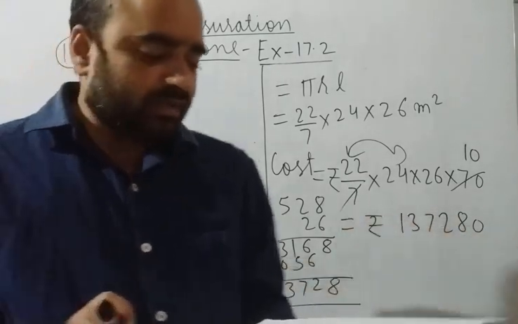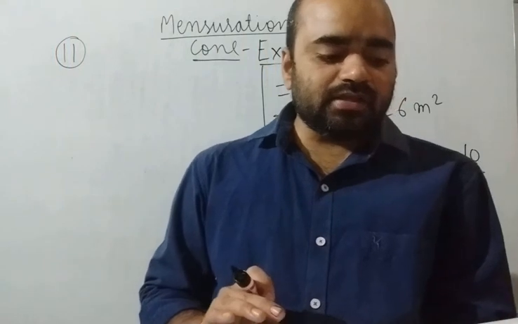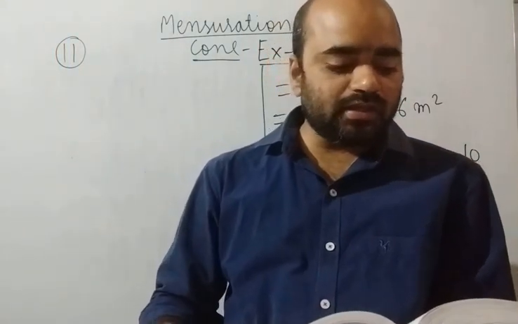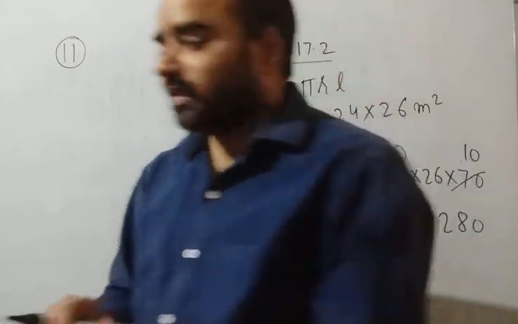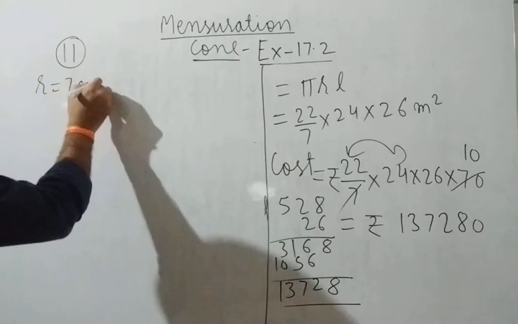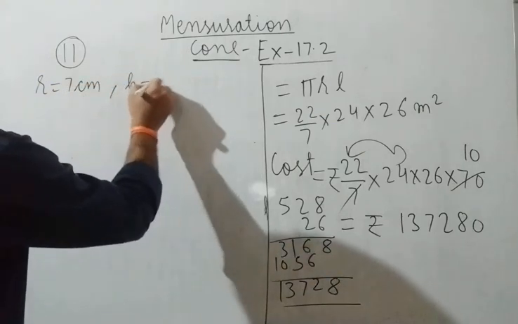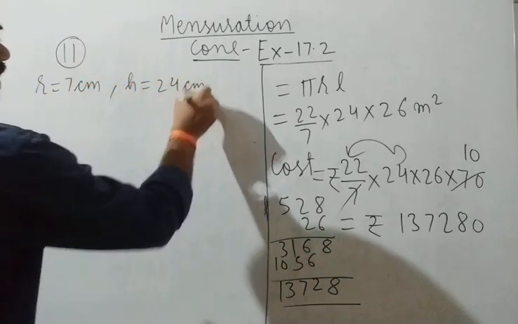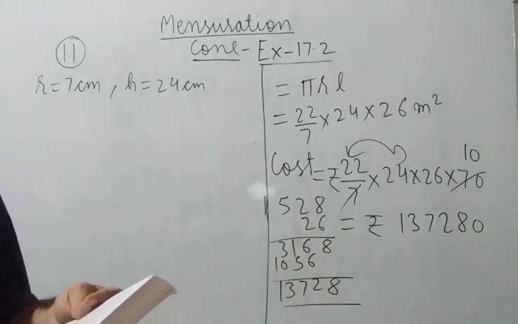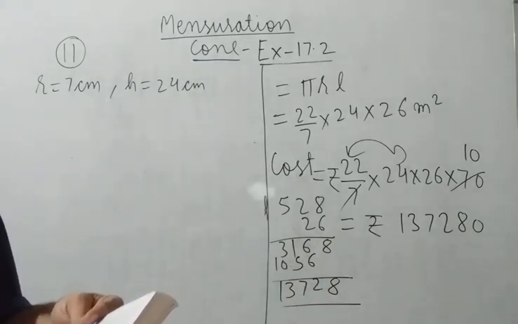Next is question number 11. A joker's cap is in the form of a right circular cone of base radius 7 cm and height 24 cm. So radius is 7 cm. Height means vertical height, that is 24 cm. Both are given in centimeter. Find the area of the cloth required to make 10 such caps.